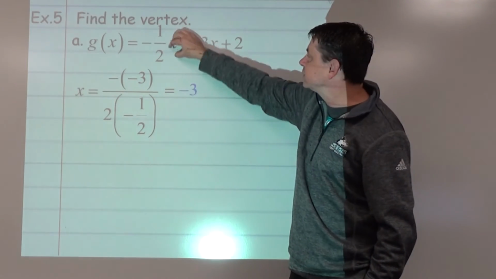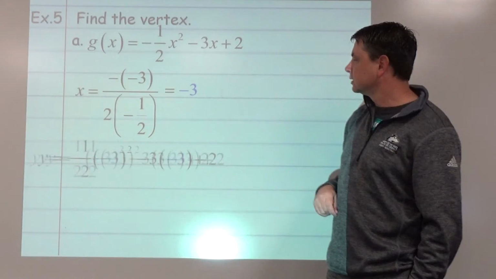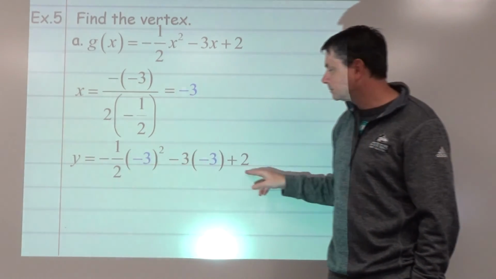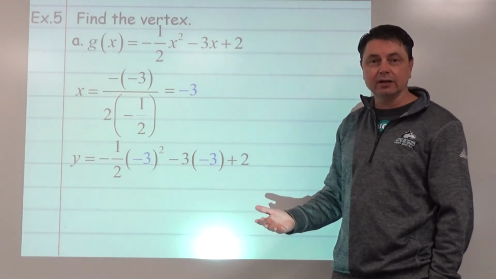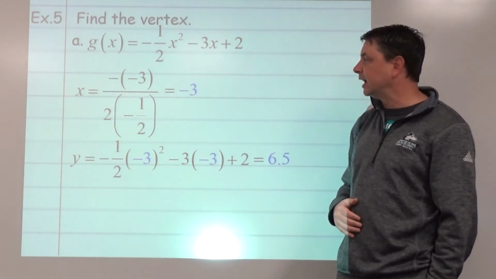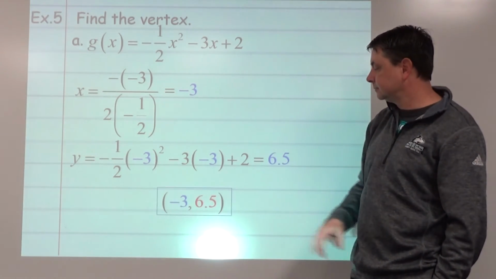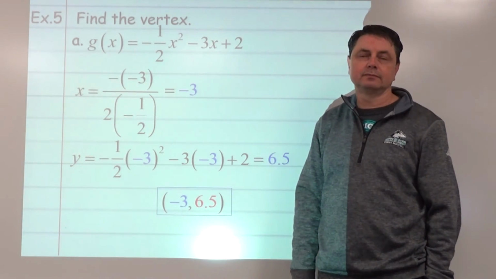Now we need to substitute that in to find the y-coordinate. So substitute it in. Maybe use a calculator. You would get 6.5. Turn that into a point, x comma y, and we have our vertex.